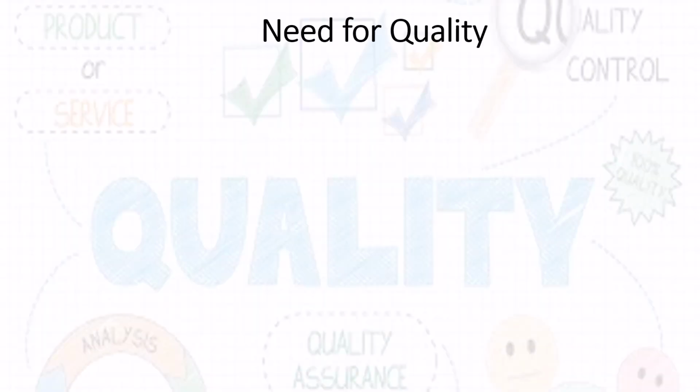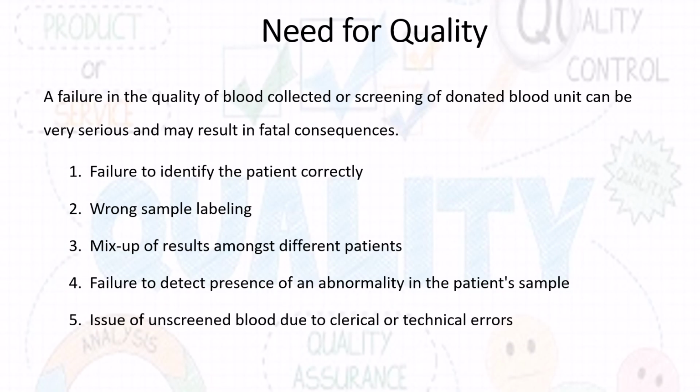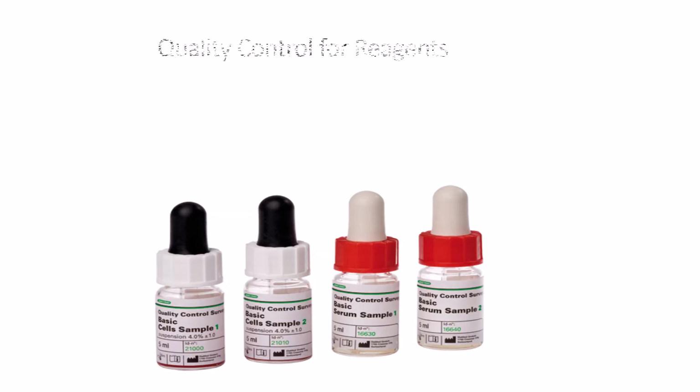Why is there a need for quality? A failure in the quality of the blood collected or screening of the donated blood unit can be very serious and may result in fatal consequences like failure to identify the patient correctly, wrong labeling of the sample, mix up of the results among different patients, failure to detect the presence of an abnormality in the patient sample, or issue of unscreened blood due to clerical or technical errors.